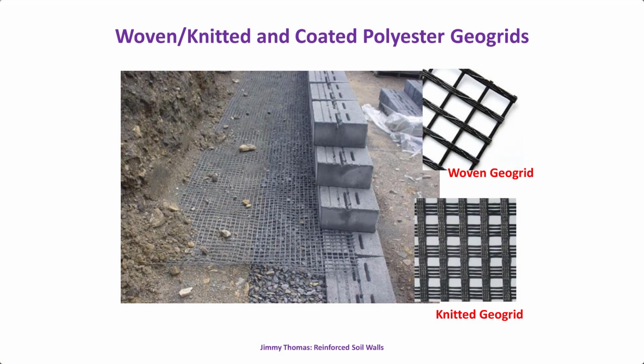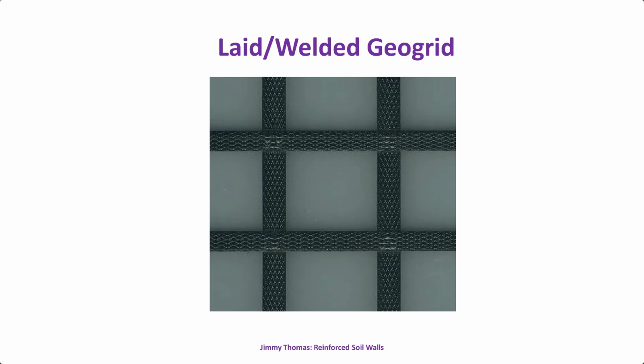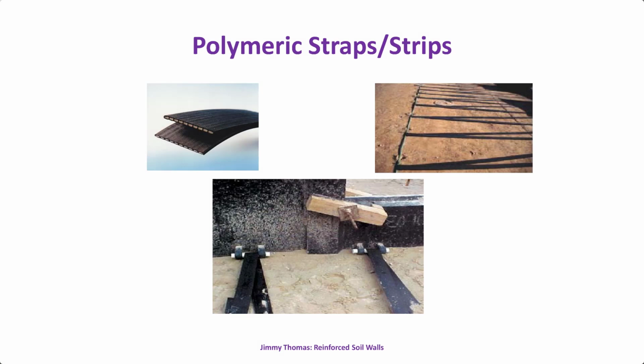Then we have woven or knitted and coated polyester geogrids, made of polyester filament yarn coated with PVC or other polymers. Another is the laid and welded grid, where strips of polyester are welded by ultrasonic or laser welding. Another type is straps. These are strips typically 90 to 100 millimeters wide, again made of polyester filament yarns, with a polyethylene sheath to protect them.